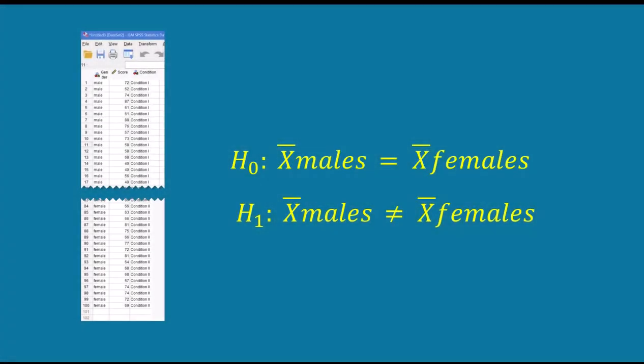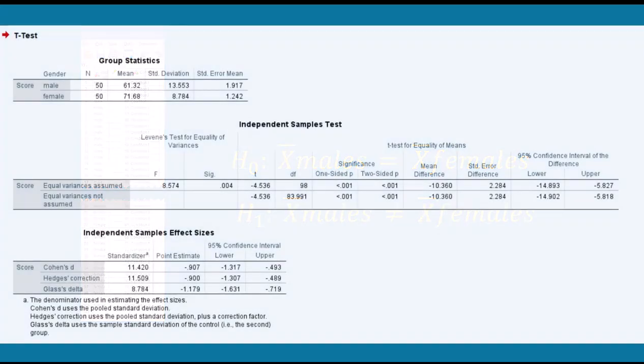First, of course, the hypothesis. Here we have H0 being that the mean for the males is the same as the mean for the females, and for H1 we have that the mean for the males is different than the mean for the females. Let's take a look at the output now. Again, we have three tables, although they look a bit different.